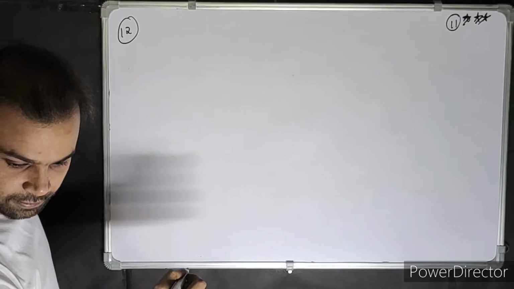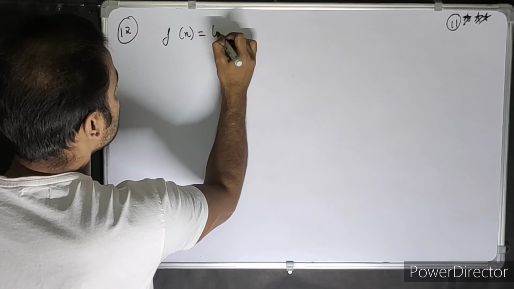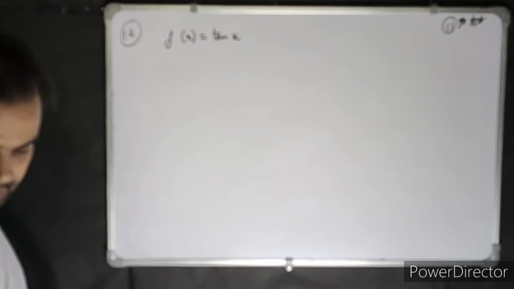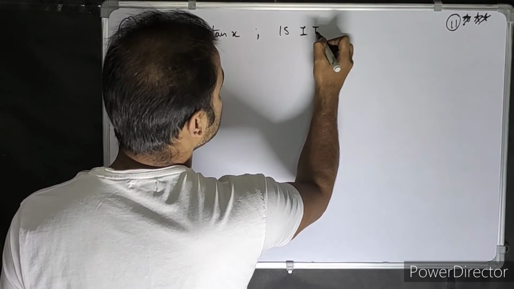Okay. Question number 12. It says that the function f of x is defined by f of x equals tan x. They are asking, is it continuous?